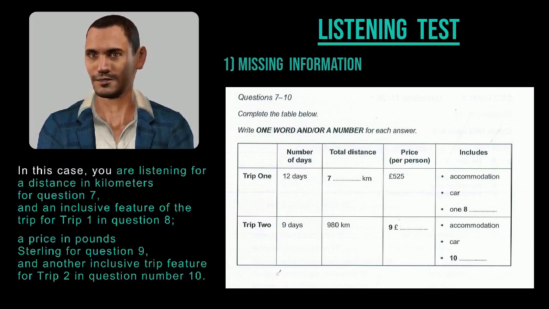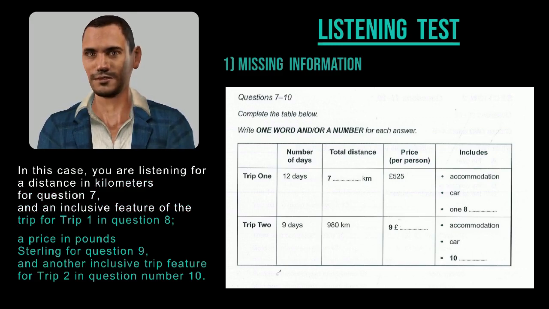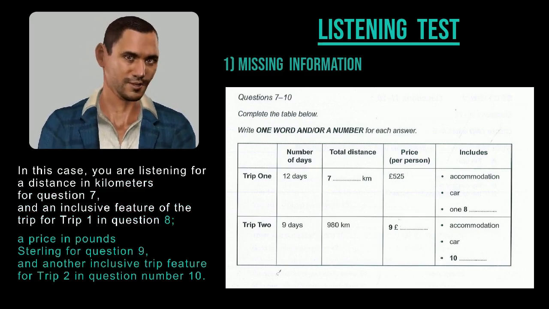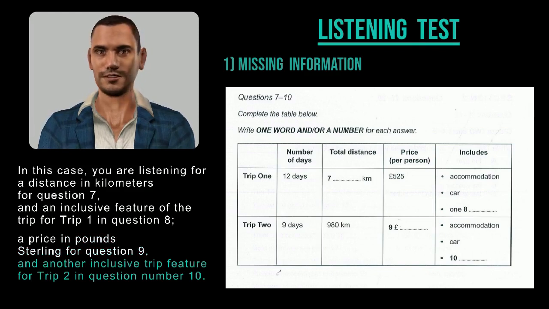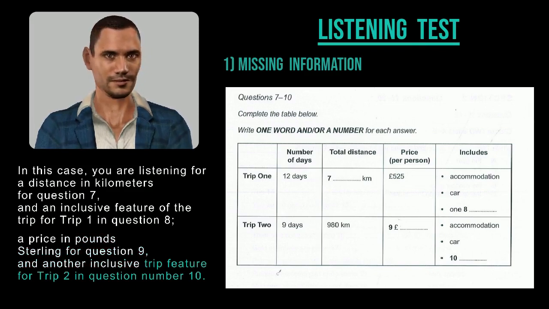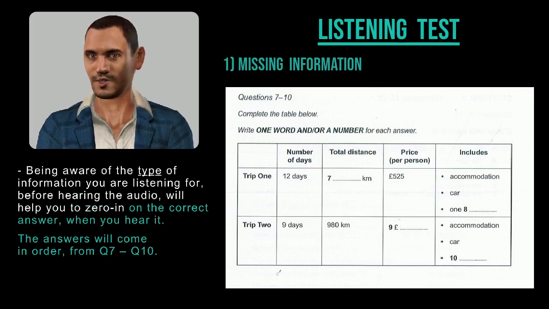In this case, you are listening for a distance in kilometers for question 7 and an inclusive feature of the trip for trip 1 in question 8, a price in pounds sterling for question 9, and another inclusive trip feature for trip 2 in question number 10. Being aware of the type of information you are listening for before hearing the audio will help you to zero in on the correct answer when you hear it.